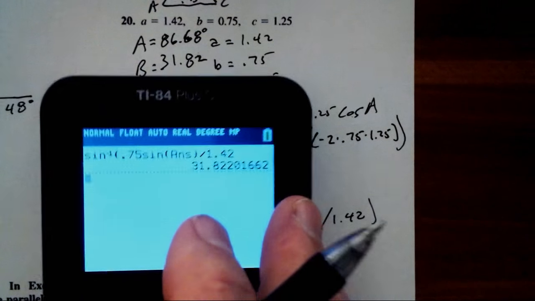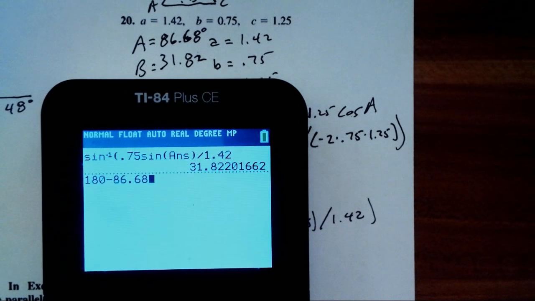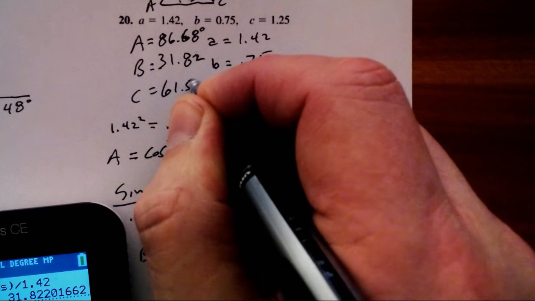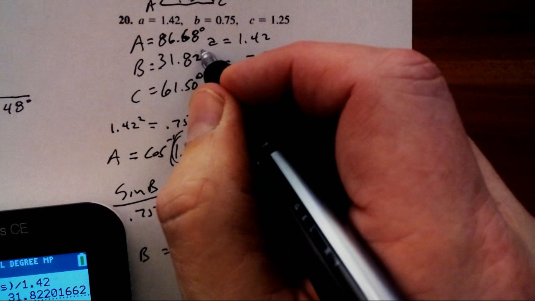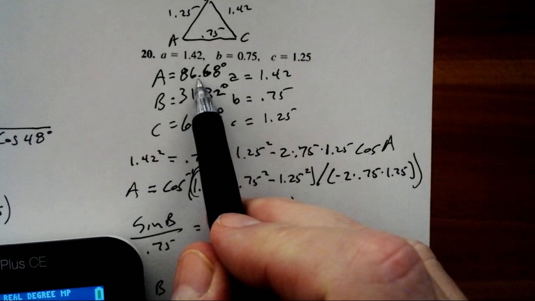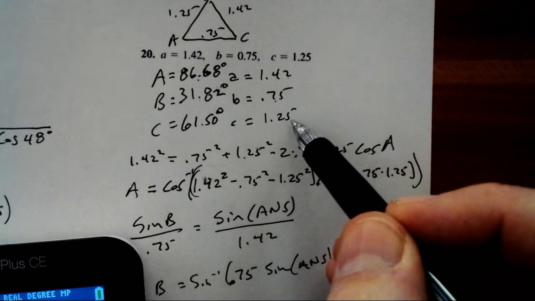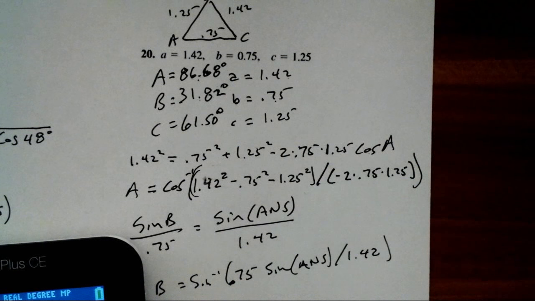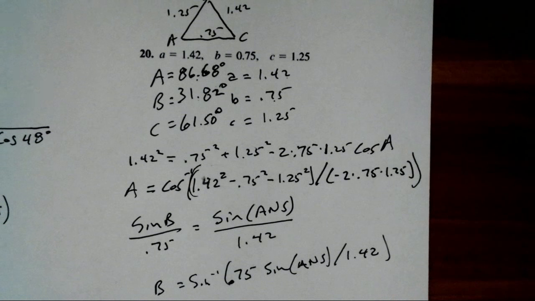And now I can go 180 minus 86.68 minus 31.82, and I get 61.5. Yeah, 0.5 or 50 if you like. And let's do our quick test here. Biggest angle 86, opposite biggest side, yep, little angle, opposite little side. 0.75 and 1.25 add up to be more than 1.42. So doesn't guarantee it's right, but pretty comfortable that we have a good start there.